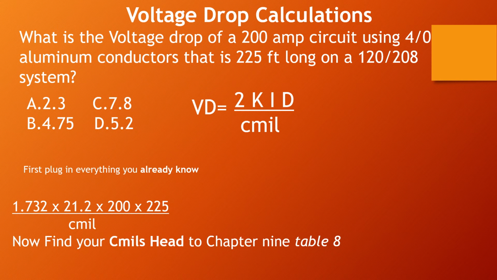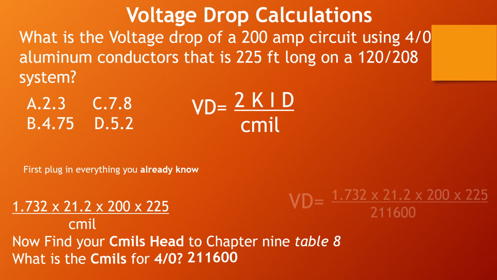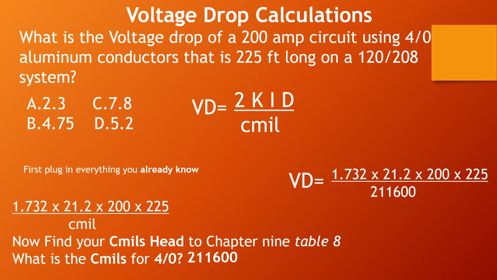So continuing with our voltage drop calculation, 1.732 multiplied by 21.2 multiplied by 200 multiplied by 225. Now we're going to head to Chapter 9, Table 8 to figure out our C mils for 4-aught. 4-aught is going to be the same regardless of copper or aluminum. Its circular mils is 211,600. And we're going to type in everything that we know.